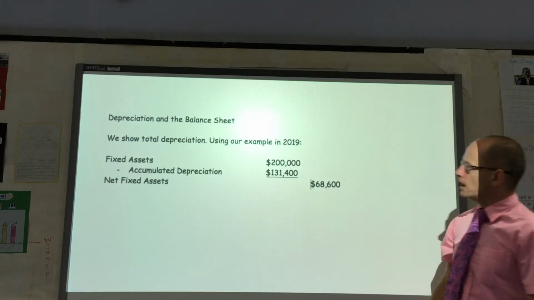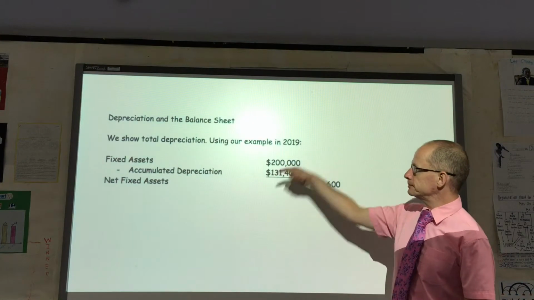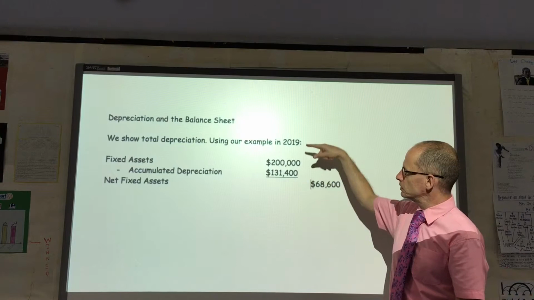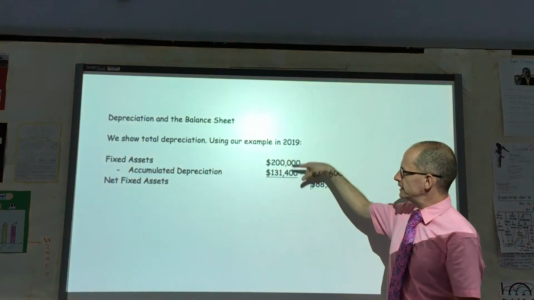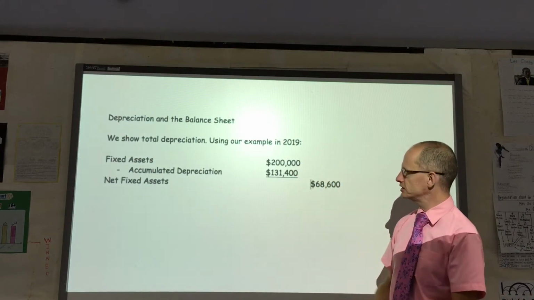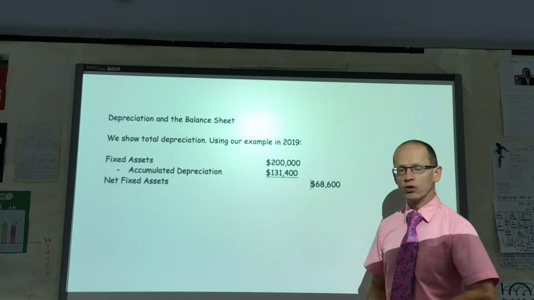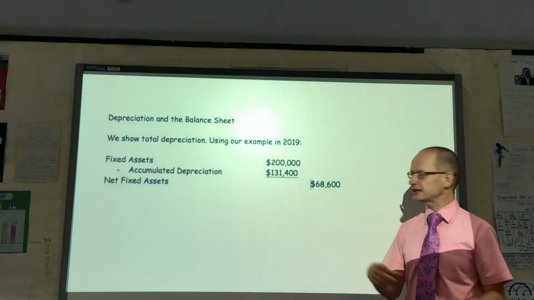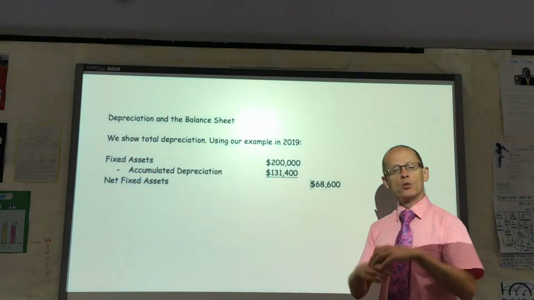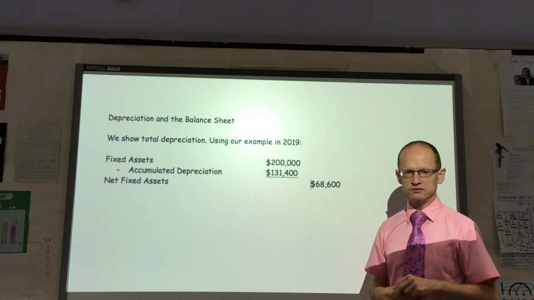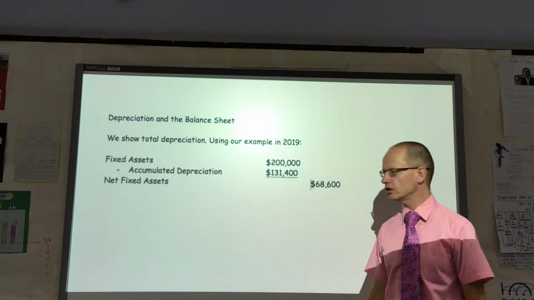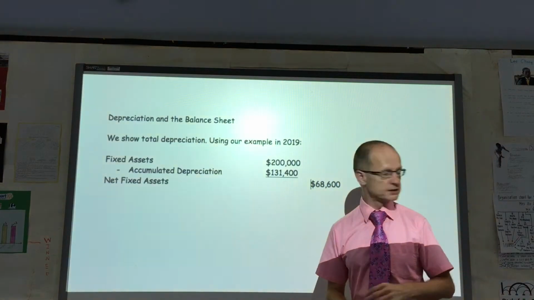And then depreciation in the balance sheet, this is relatively simple. We show total depreciation. So, using our example from a couple of slides ago, 200,000 is the purchase price of the fixed assets. The total depreciation at this point is 131,400. So the net assets would be valued at 68,600. If we were using the straight line method, whereby the asset loses $30,000 of value a year, after 3 years it would be 200,000 minus 90,000 equals 110,000, the value of the fixed assets.